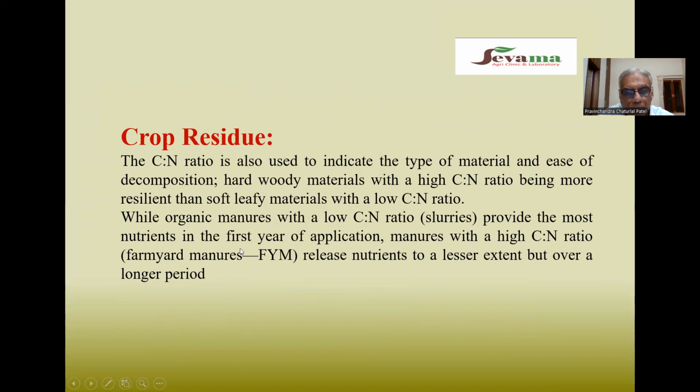In vermicompost, the CN ratio is narrower as compared to farmyard manure. So when we apply vermicompost, we get more response in the first year of application.